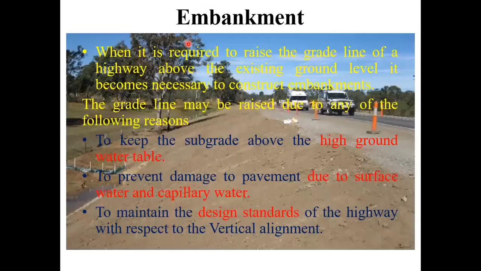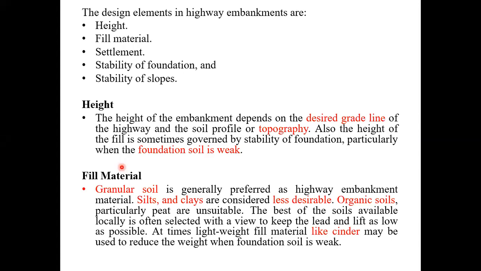Stability of the slopes: you can see here, this is the slope. This is the main carriageway, and from here there is a slope. There should be stability of the slope, otherwise the soil will be eroded. So to prevent this, there should be proper stability of the embankment. Clear? We shall see in detail one by one.